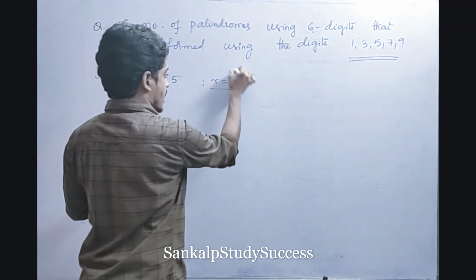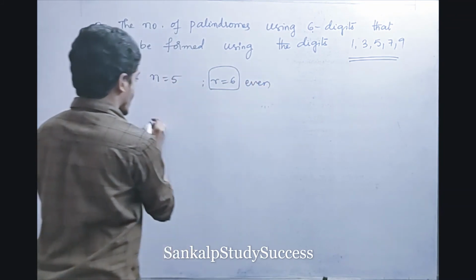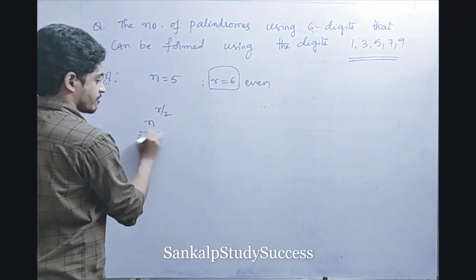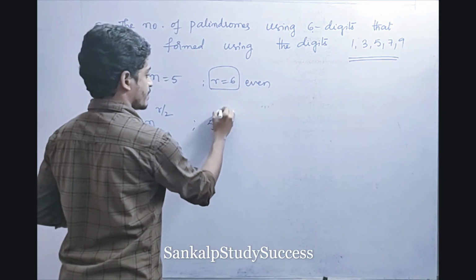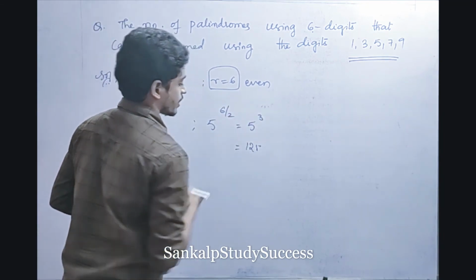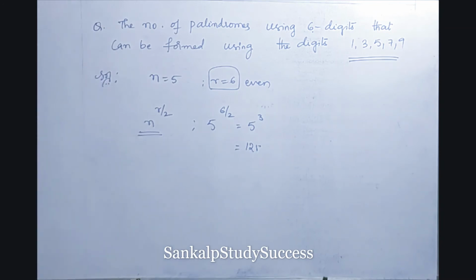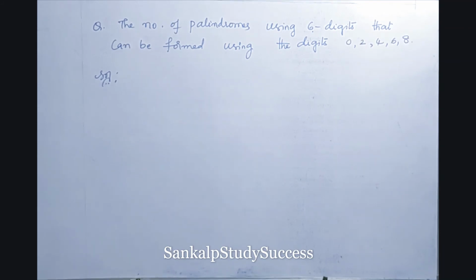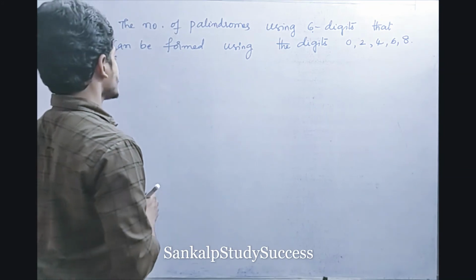Since r is an even number, we have n power r by 2. This is the formula, right? So 5 power 6 by 2, that is nothing but 5 cube, which is 125. Right friends? So the number of palindromes using 6 digits that can be formed using the digits 1, 3, 5, 7 and 9 is 125.